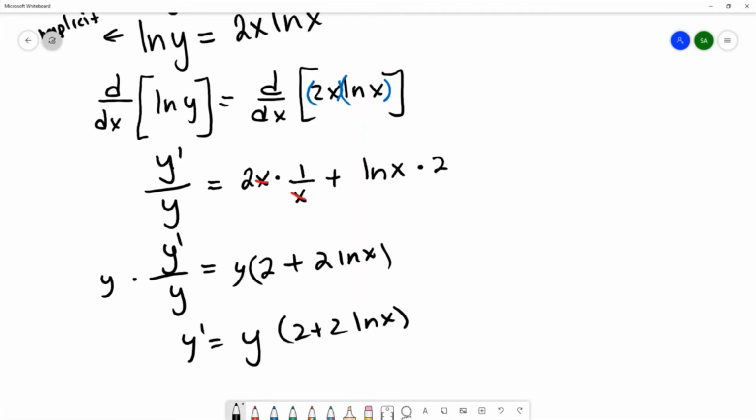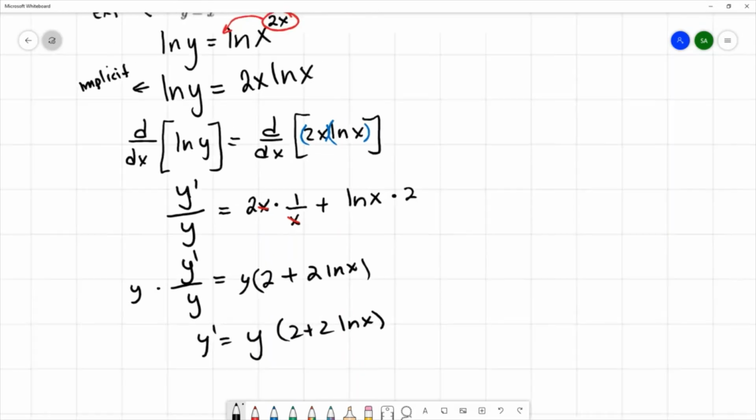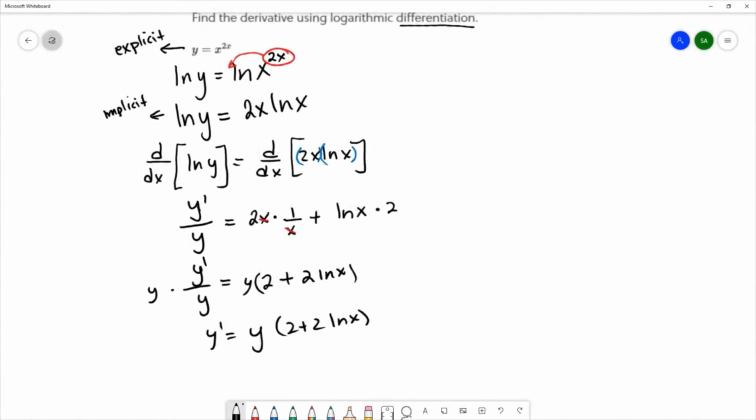And the final thing I want to do is remember at the beginning our equation was written in that explicit form, y equals, so I'm able to replace that y with x to the 2x, and that's 2 plus 2 natural log of x. So we get our derivative of x to the 2x being x to the 2x times 2 plus 2 natural log of x.